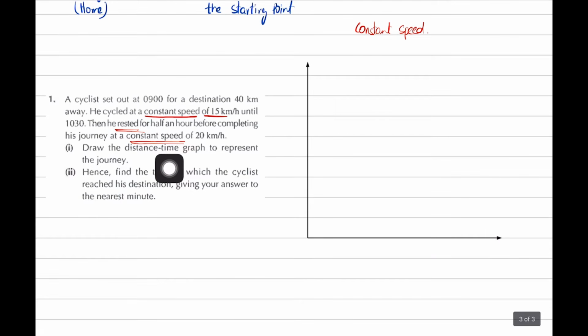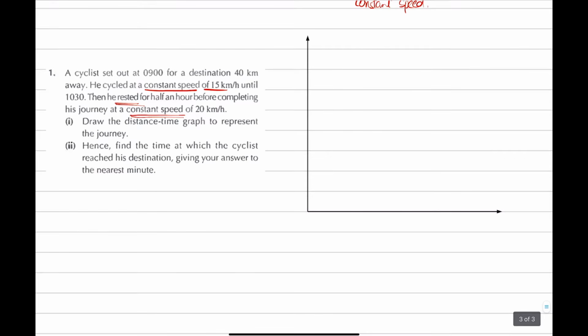And then, of course, you have important values as well, such as 40 kilometers, 15 kilometers per hour, 10:30, 0900, 20 kilometers per hour. You can say that his journey is divided into 3 parts: one where he is cycling at a constant speed of 15 kilometers per hour, the other where he is at rest, and the third where he is again cycling at a constant speed of 20 kilometers per hour. Now the total journey, as we know, is 40 kilometers, and here is the time, which is in hours. Here's the distance, here's the time. So from 0900 to 10:30, how many hours and minutes is that?